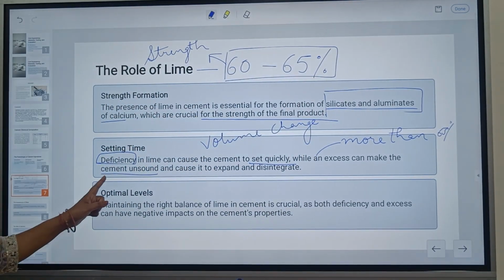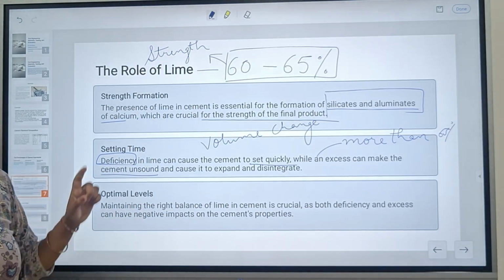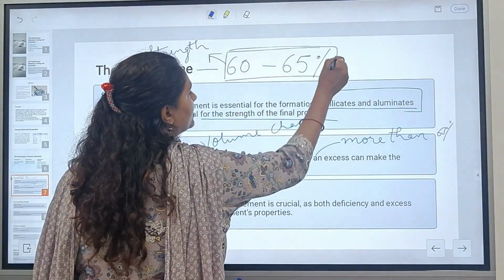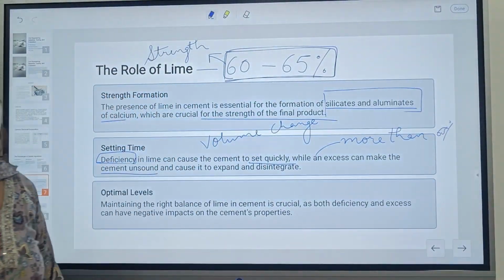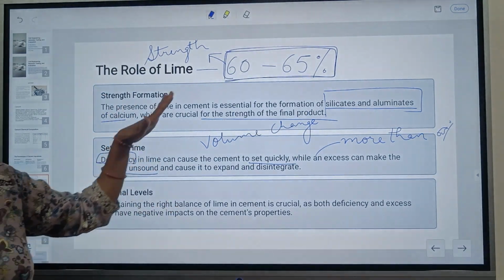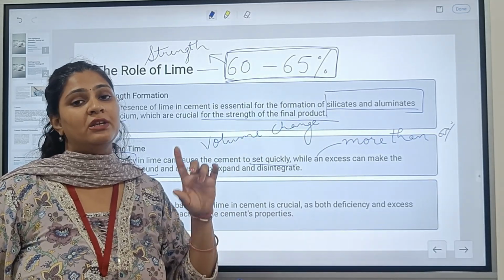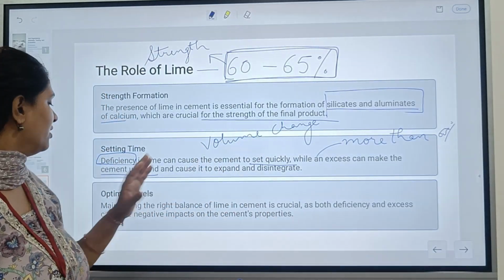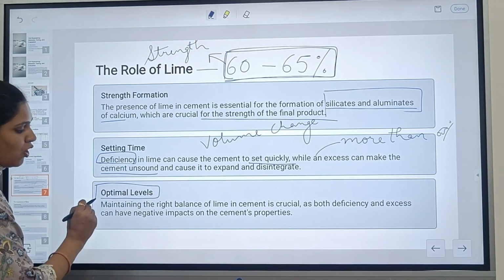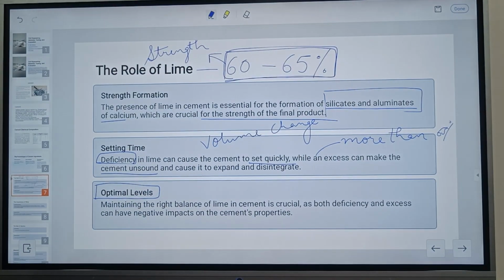There will be a change in the volume. So that is the rule: we should take the compositions within the range. If we use it in excess, it will make a problem. If we take it in a lower range, that will also be a problem. So there must be one optimum level for this.